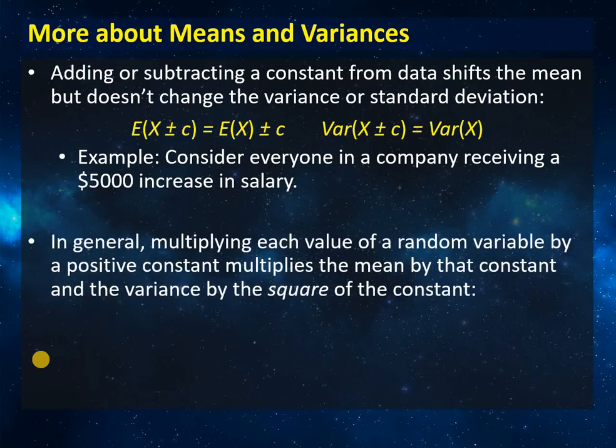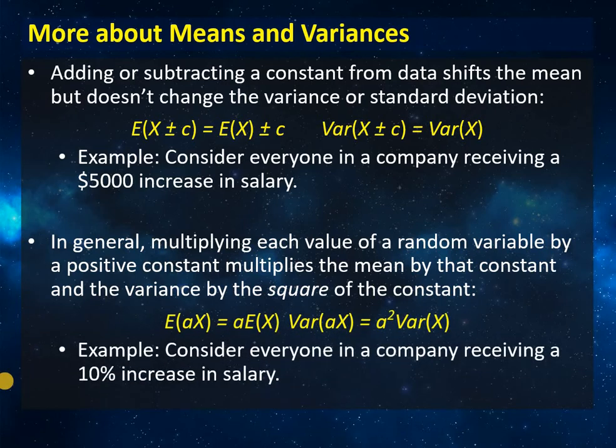It is the multiplication, and it's always going to be the multiplication. It's going to affect things a little bit differently. If I multiply every single thing by a positive constant, yes, we're dealing with positive here, that means I'm actually going to multiply the average by that same number. But, and this is huge, it multiplies the variance by the square of that constant.